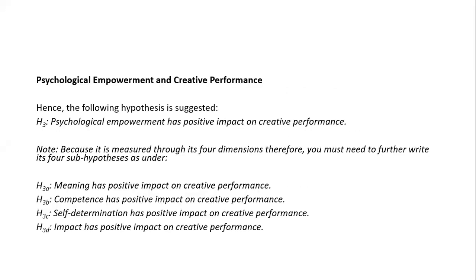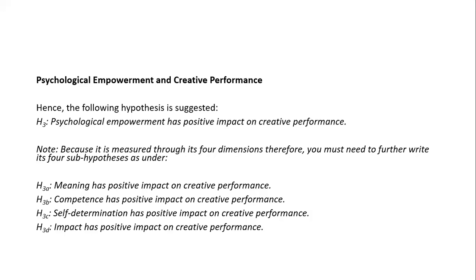ठीक है जी. Now I would like to show you what happens if there is a variable which has dimensions. Dimension means what? For example, psychological empowerment. This is a topic which we never discussed in detail before. So I want your concentration, a little more concentration. Sahi? Psychological empowerment has four dimensions. One is meaning, second is competence, third is self-determination, and fourth is impact. Okay, it has four dimensions.